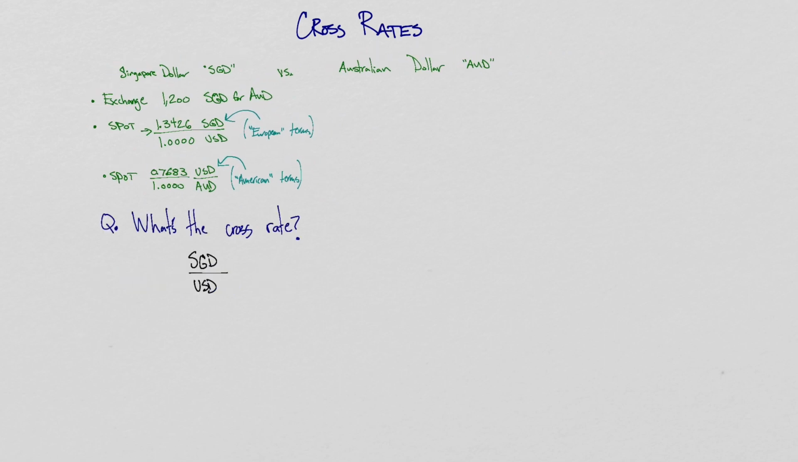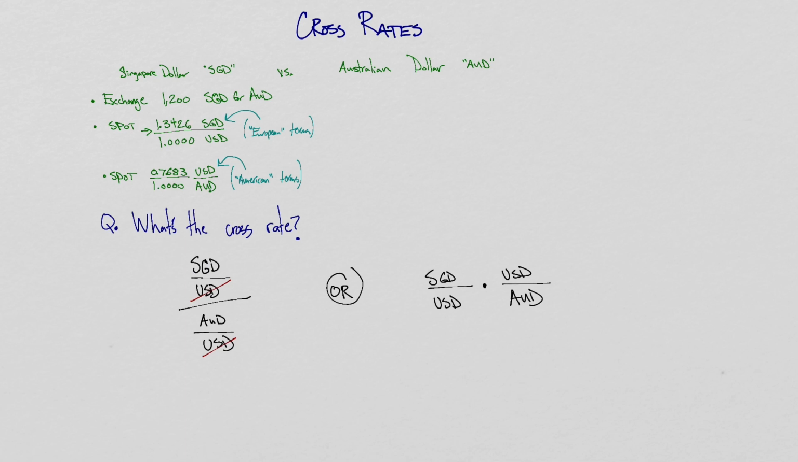We can take the Singapore dollar versus the US dollar and divide it by the Australian dollar versus the US dollar. Or we can multiply the Singapore versus the US dollar by the US dollar versus the Australian dollar. Either way gets us the same thing. So on the left here, since these are both in the same denominator, they cancel out. And so what we're left with is just the Singapore dollar versus the Australian one. And the same thing on the right side. And so what you're left with is just, again, Singapore versus the Australian dollar.